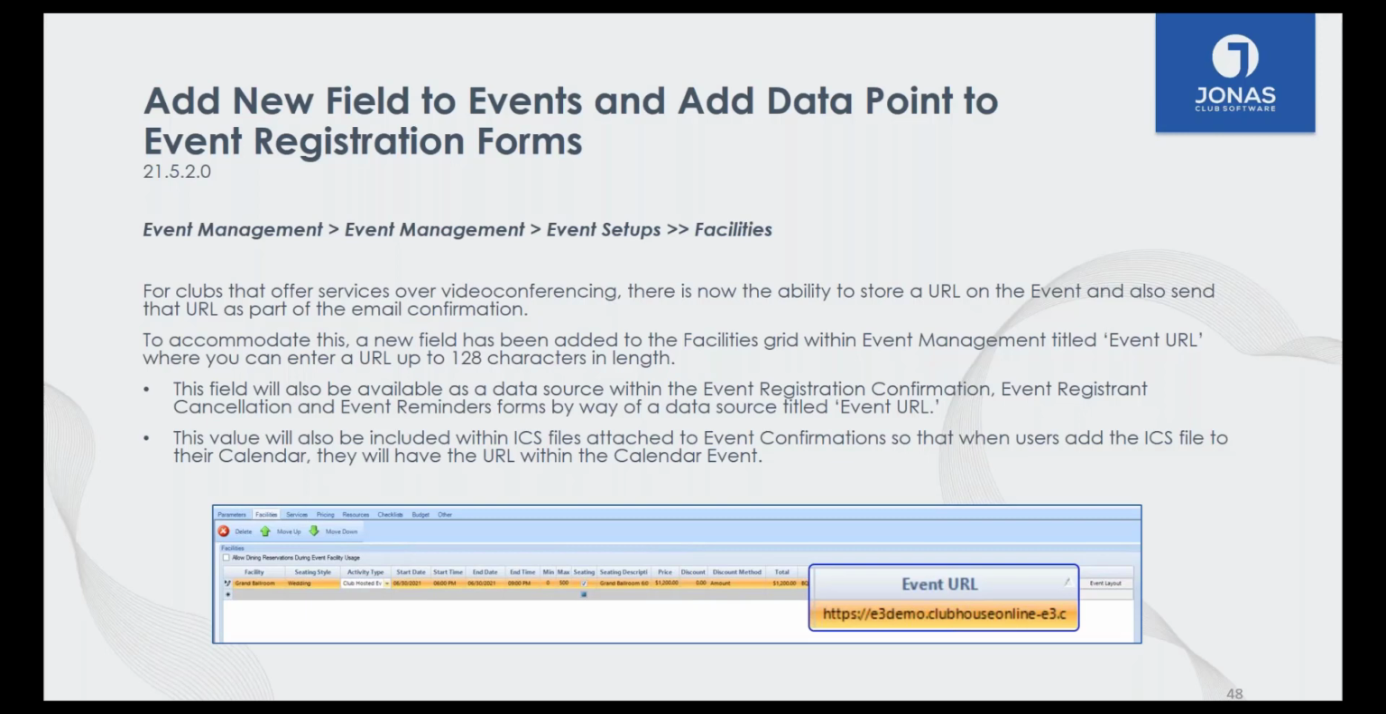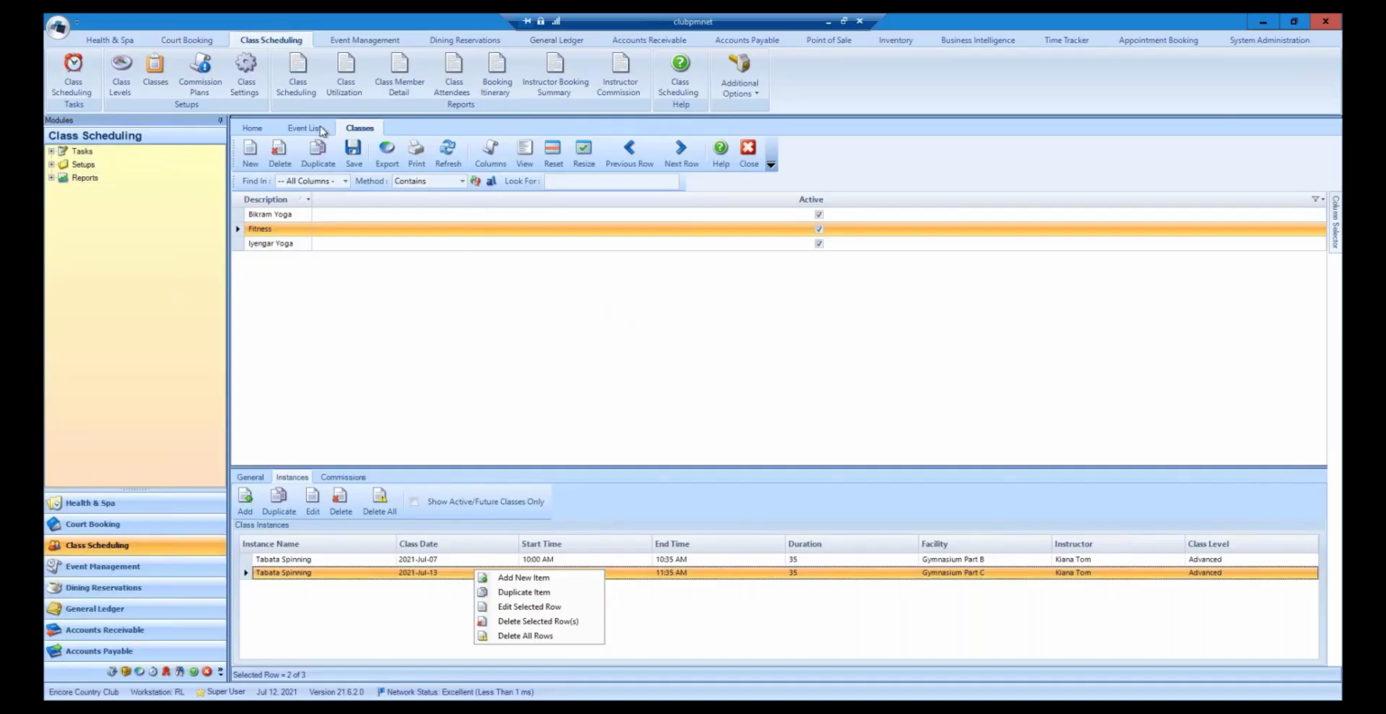In addition to that, when a member registers for a given event, the confirmation will also include the event URL within that confirmation. Now, this is not something that's automatically going to happen. You have to add that value to the form you're using for your confirmations. And I wouldn't advise that you try to do this yourself. I would definitely advise you to contact our support and have them work with you to add this value into the report. But what I will do is show you how it works.